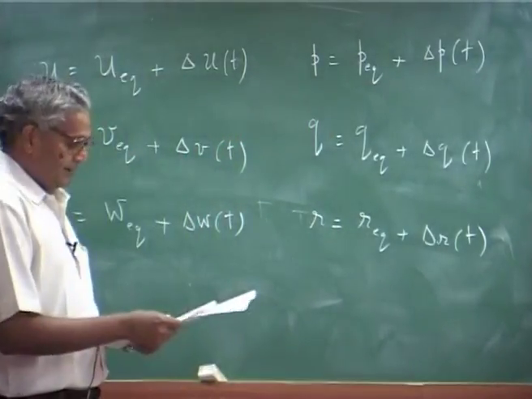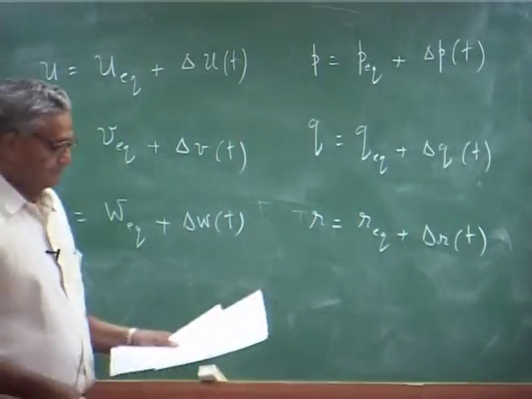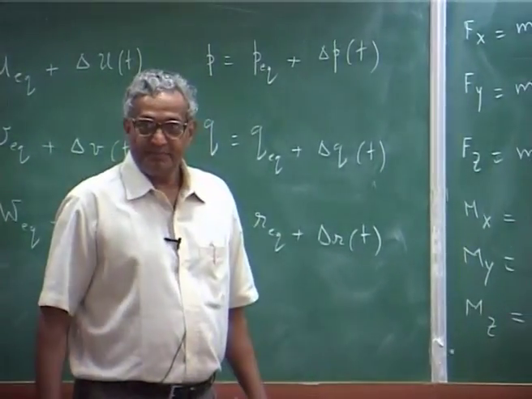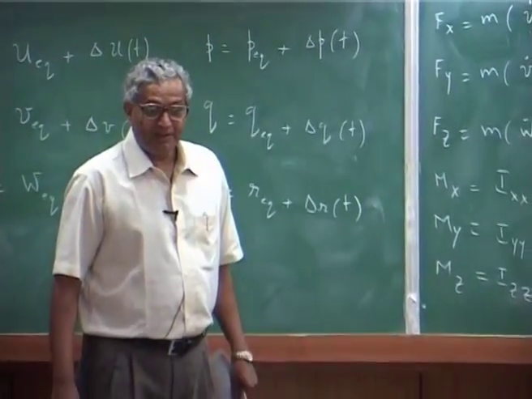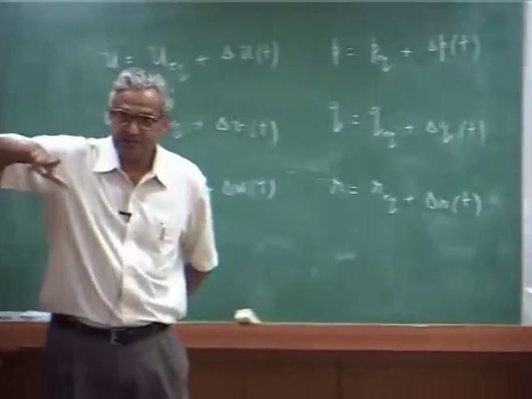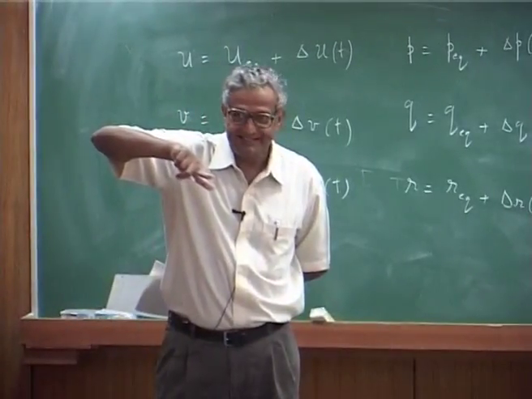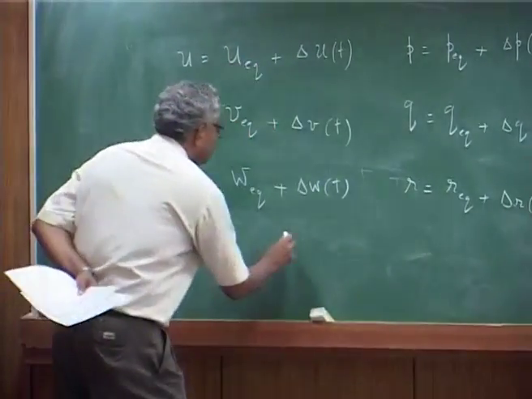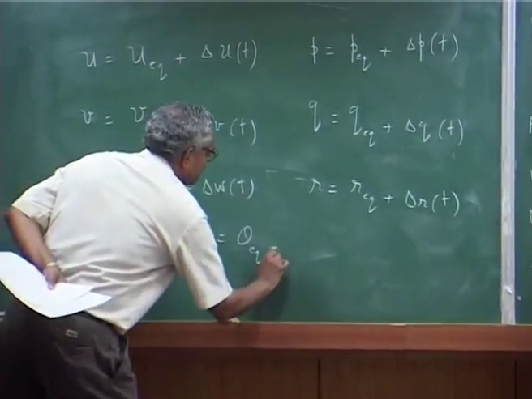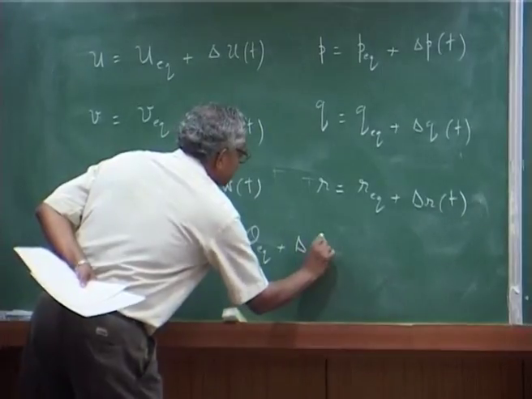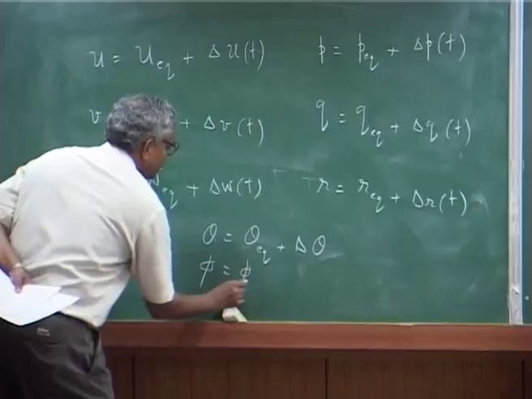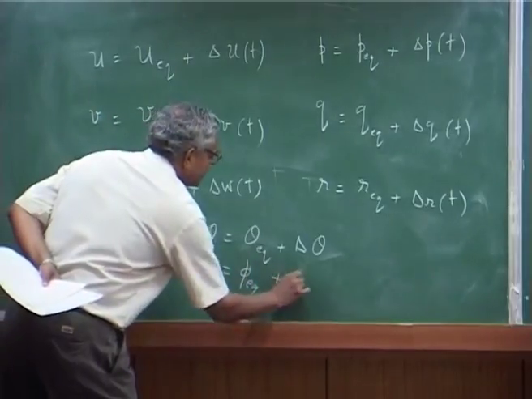Okay. Then you need to have also your theta equilibrium, phi equilibrium, because theta and phi, that is the orientation of the vehicle. So, I will have theta is theta equilibrium plus maybe delta theta, and phi, which is the phi equilibrium plus delta phi.